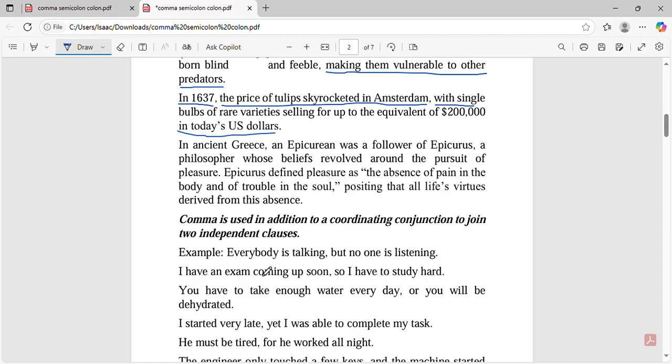Let's get an example. This is a coordinating conjunction. But plus this comma, you have comma plus but, and then this is a main clause or an independent clause. This is also an independent clause. So you have a compound sentence here. Your sentence reads, everybody is talking, but no one is listening. So you have two independent clauses, and you're going to bring them together using a comma plus a coordinating conjunction. Now, what are the coordinating conjunctions? You have the FANBOYS. The acronym FANBOYS will help you recall the coordinating conjunctions easily.